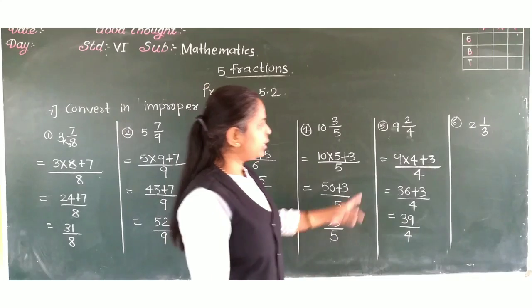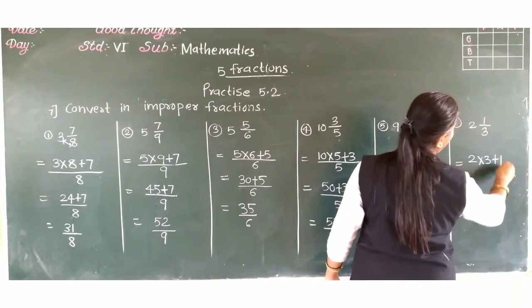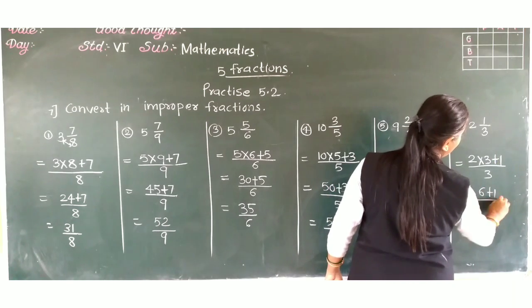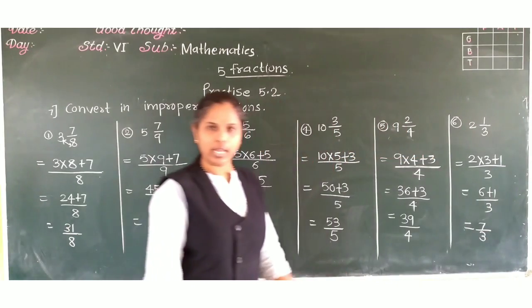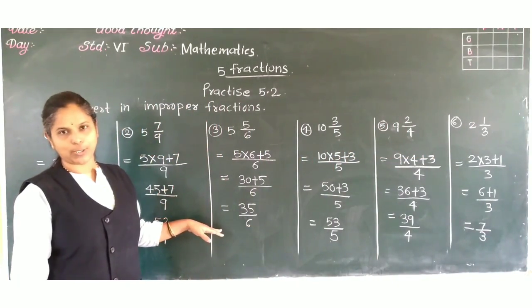Okay. Here 2 into 3 plus 1 upon 3. That is 2 3s are 6 plus 1 upon 3. 6 plus 1, 7 upon 3. In this way, we have to convert mixed fractions into improper fractions.